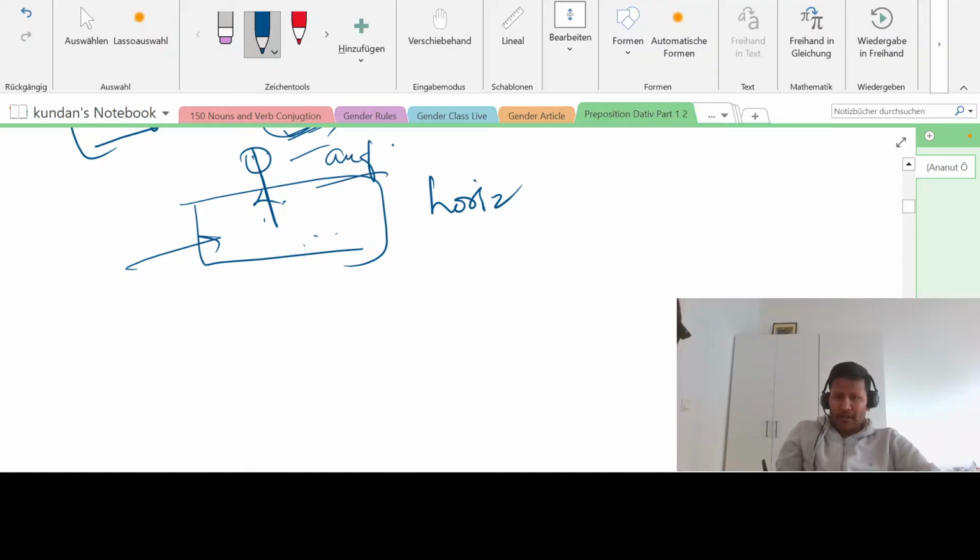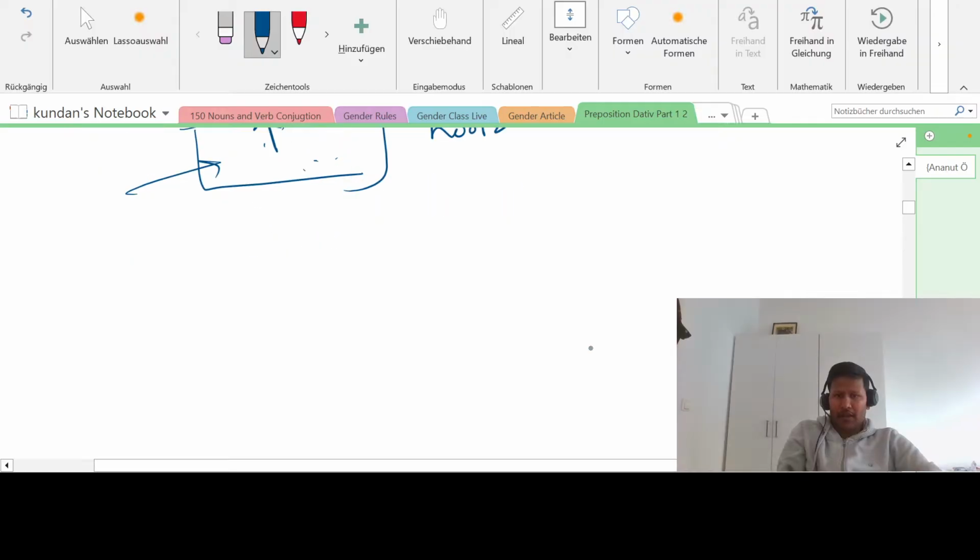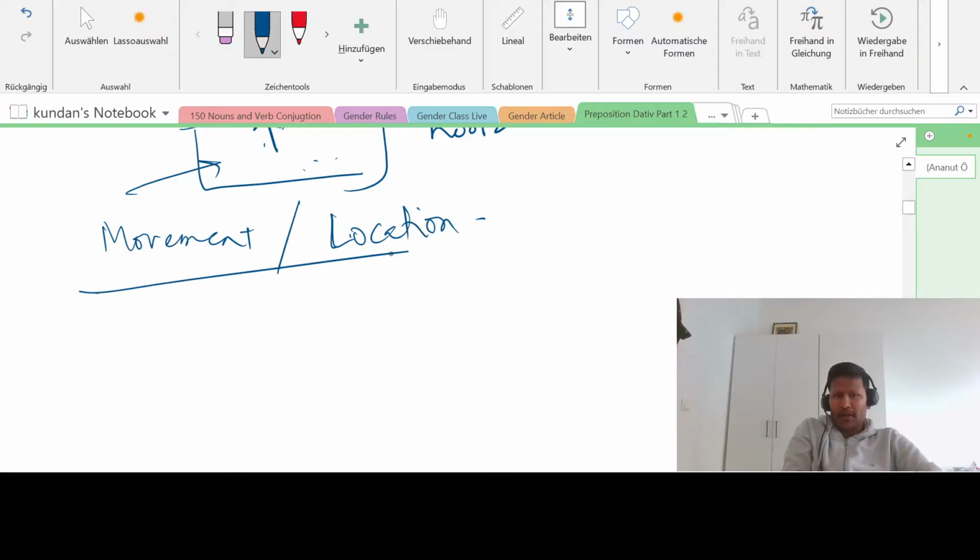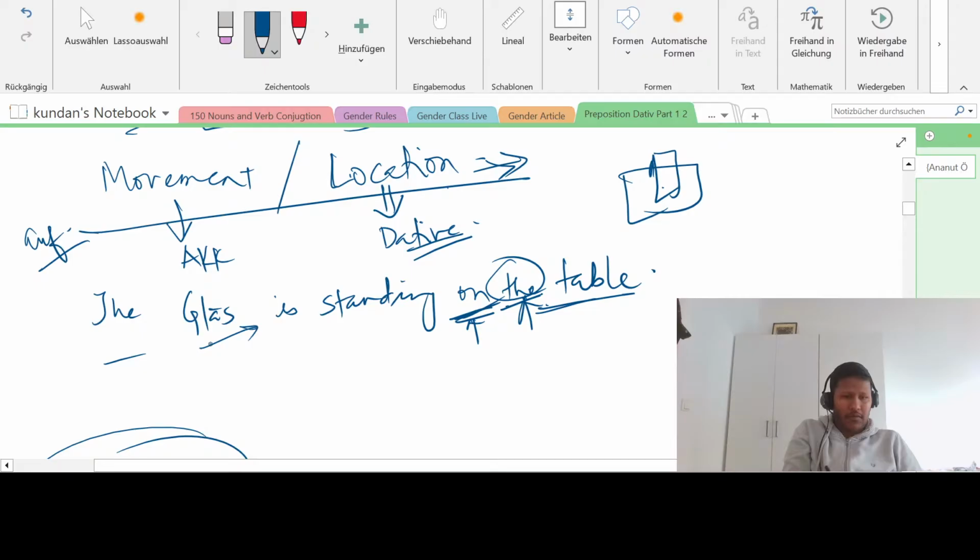And now let us take two things. Whenever there's a movement, two things we have to check: movement or location. This is what will help you find out whether it is dative or accusative. When there is a movement, it is accusative. When it is a location, it is dative. Very clear. And standing, the verb is stehen. And this is das Glas.